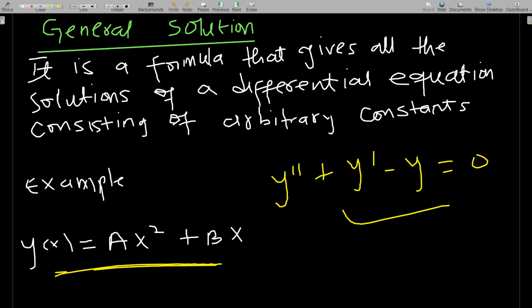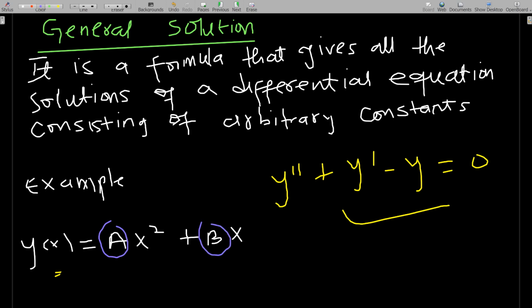If we pick a to be 1 and b to be 2, you get y of x equals x squared plus 2x. Now if somebody chooses a to be 3 and b to be 3, you get 3x squared plus 3x, and that one too is different. So it means that the general solution actually contains all the solutions. It's a formula that gives all the solutions to a differential equation, and it consists of arbitrary constants. These are the constants we are talking about, the a and b. I hope you get this.